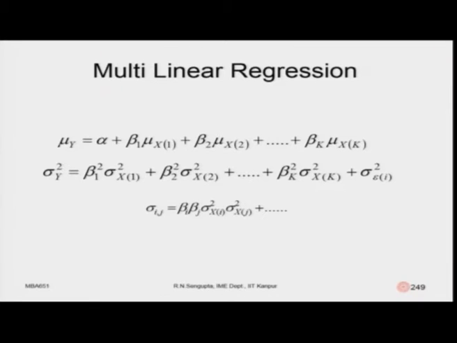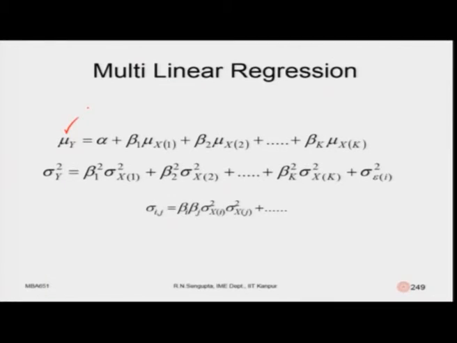Now, let us try to find out the expected value of the multiple linear regression. If you find the expected value, on the left hand side we have the expected value of y, which is mu suffix y. Now, what are the terms? There is a constant term alpha, so the expected value is alpha. The second term is beta 1 into x 1. Beta 1 is a constant, you can take it out, and the expected value of x 1 is mu suffix 1. I am only talking about suffix 1.